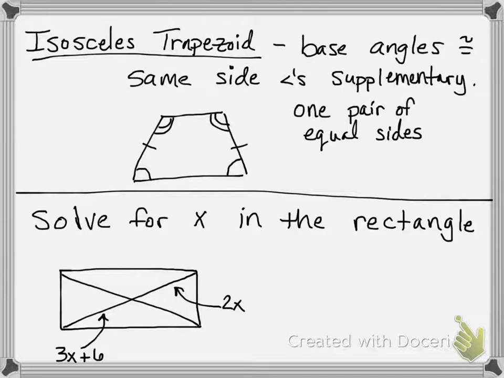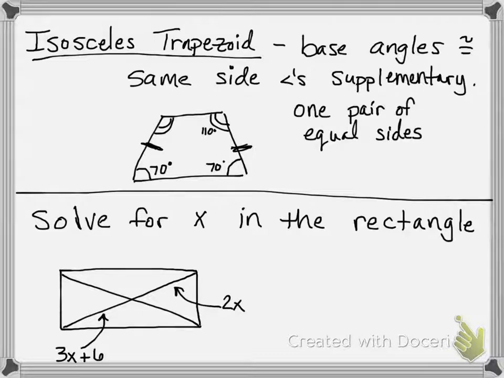The last one we have was an isosceles trapezoid. In that, you know that you have one side that's equal to the other side. You also have base angles that are equal to each other. So for example, if this was 70 degrees, this would also be 70 degrees. And the same side angles, so these two angles have to add to equal 180. Okay, so if that bottom one was 70 degrees, we would know that the top angle would have to be 110 degrees in the isosceles trapezoid.